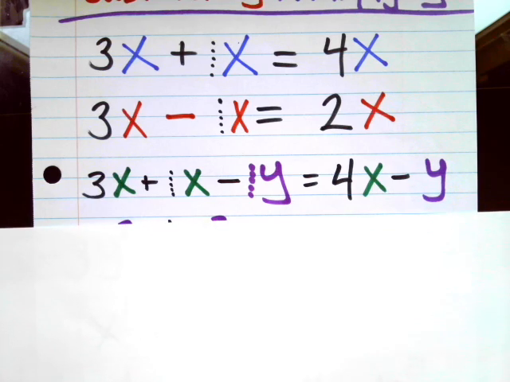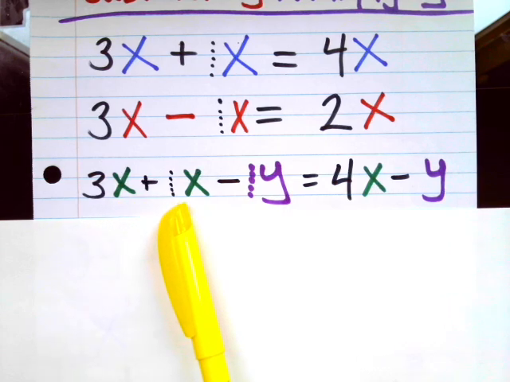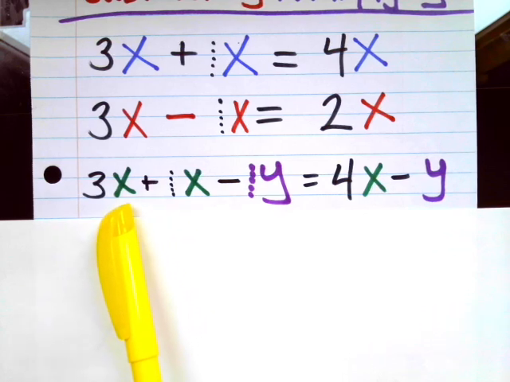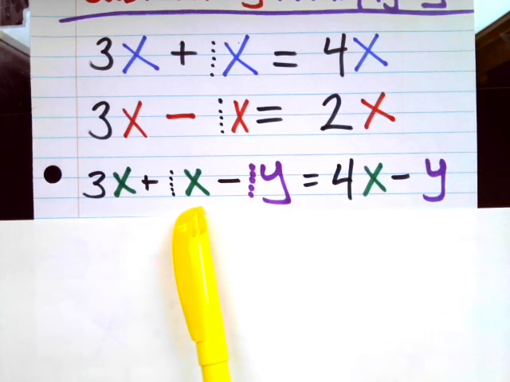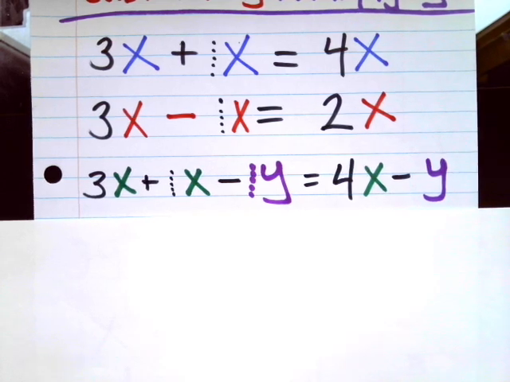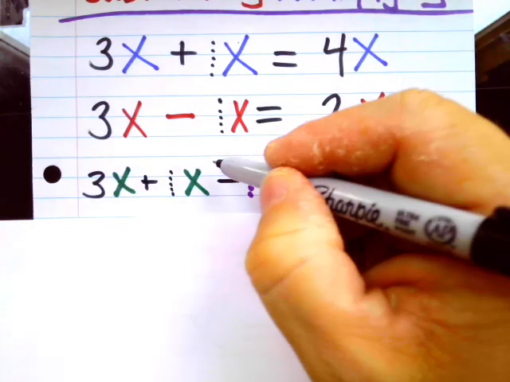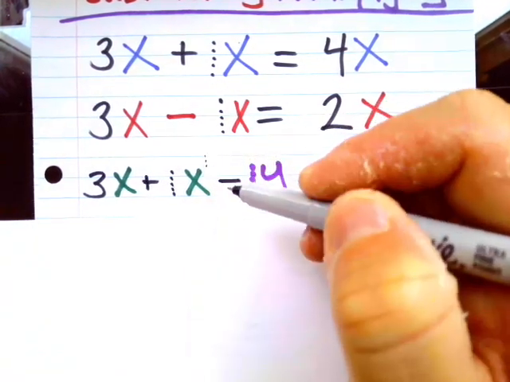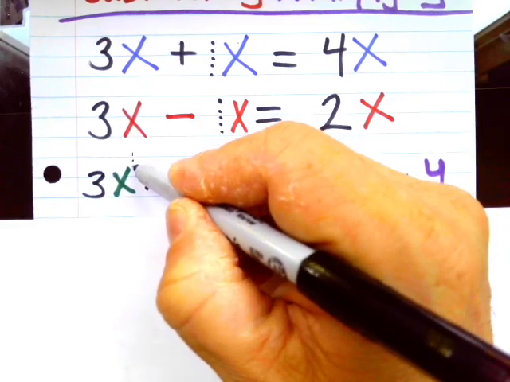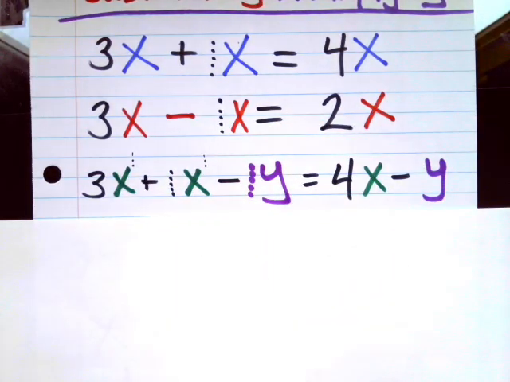When you have multiple variables, you can only add what's called like terms. A like term has to have the same variable, same letter, and it needs to be to the same exponential power. Even though it's not shown, this x is to the power of 1, and so is that x, to the invisible power of 1. So again, you can only add like terms.